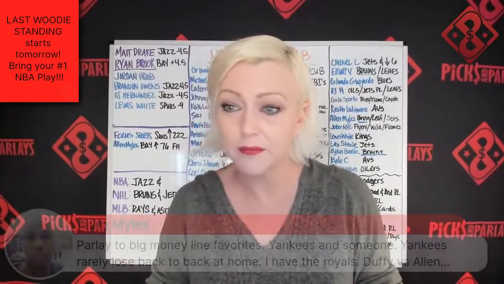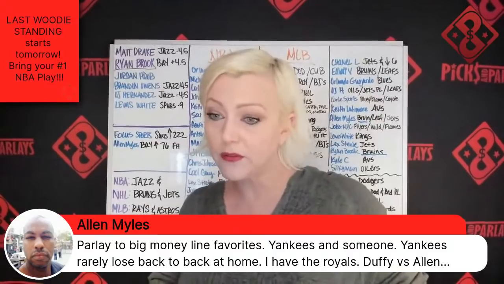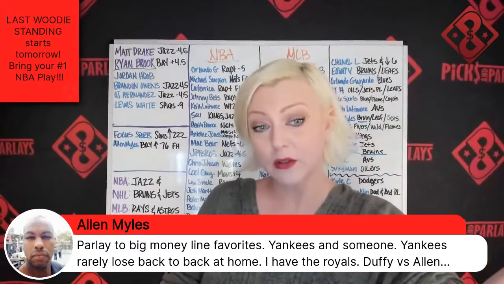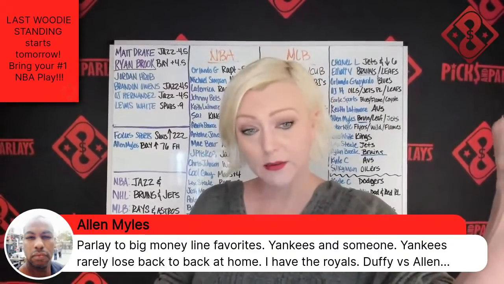Parlay two big money favorites, Yankees and someone. Yankees rarely lose back-to-back games at home. You have the Royals, Duffy versus Allen. Royals have better bats. Yeah, I agree. I'm with you there. And I don't particularly love the Indians either. But I think everyone's kind of high on the Royals. But then they did lose yesterday, so maybe that's why they're the dog today, because they're away and they're coming off of a loss. That's what I'm trying to say.